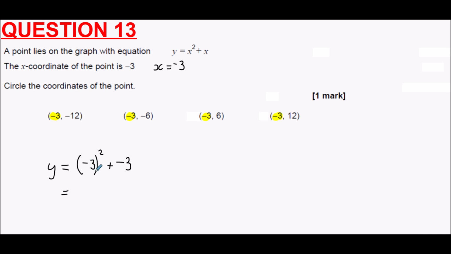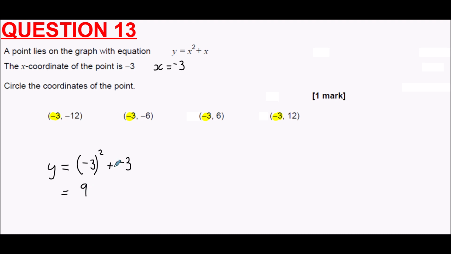-3 squared means -3 multiplied by -3. Now if we multiply a minus by a minus, we get a positive outcome. So -3 all squared is actually +9.